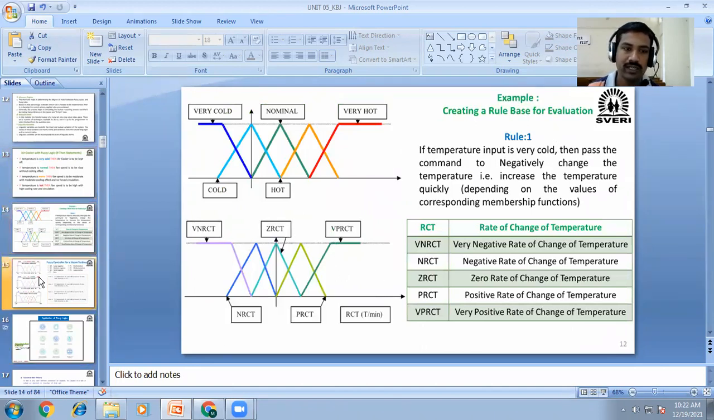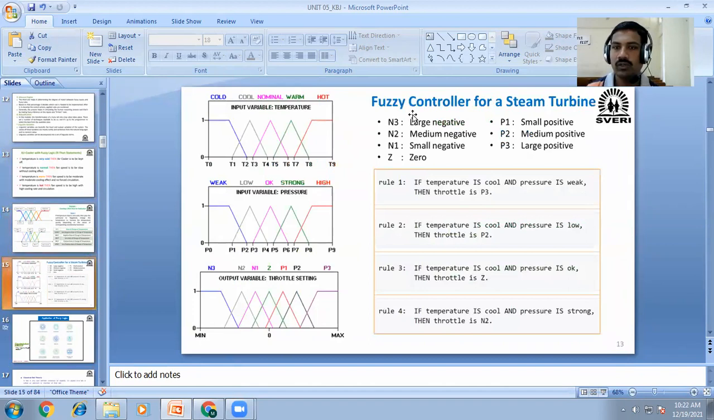Okay, I have drawn that diagram. Depending on that, we have seen one more example of fuzzy logic, and I have written the 4 rules for the steam turbine.